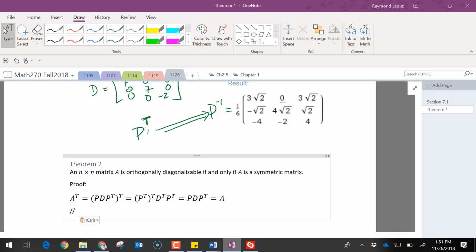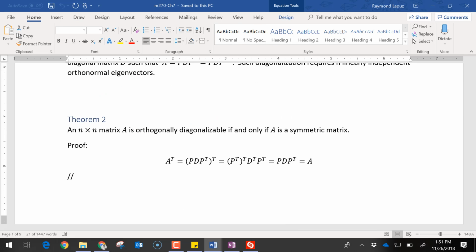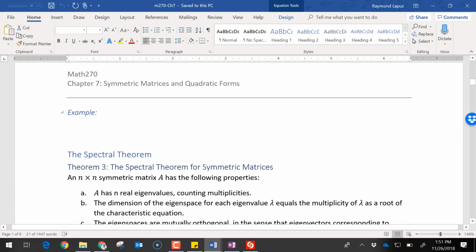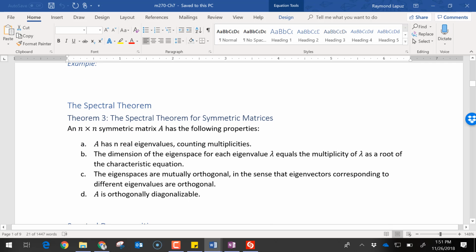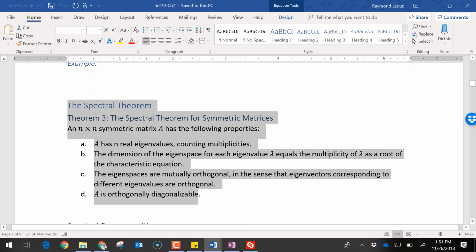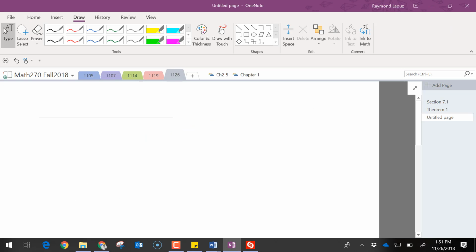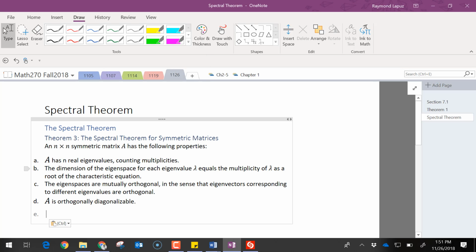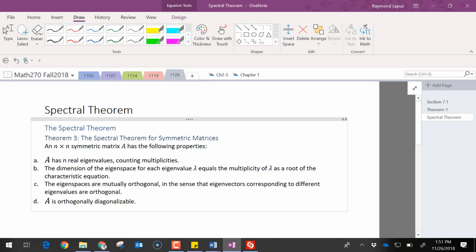All right. What else do we have? Oh, there's an example. Oh, here we go. Spectral theorem. This is going on a new page for sure. So spectral theorem for symmetric matrices. So this is a theorem that they can use for symmetric matrices.